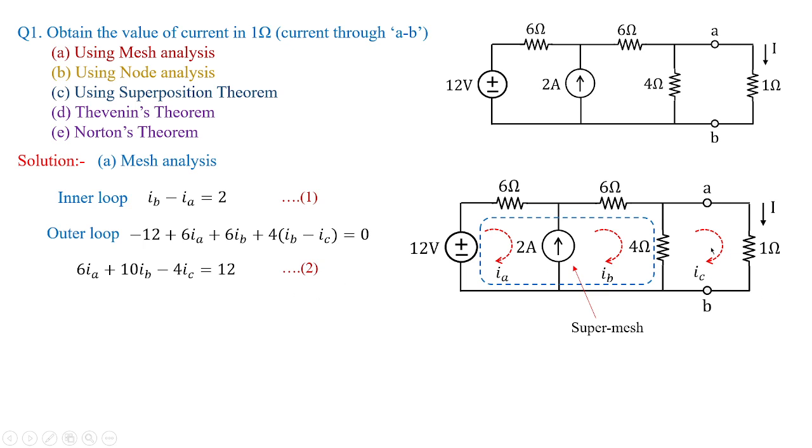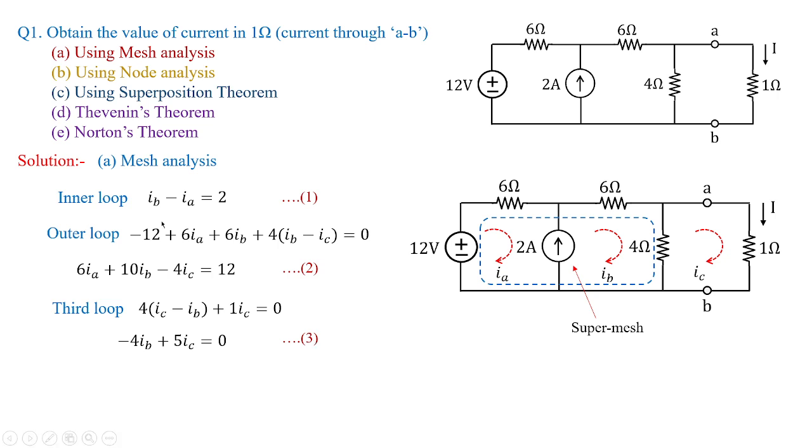Now I'll go with the third loop. This is IC. So 4 times IC minus IB, assuming this loop to be the dominating one when I am considering the third loop, plus 1 IC equal to 0. So reframing the equation, I'm going to get minus 4 IB plus 5 IC equal to 0. This I'm treating as equation 3.